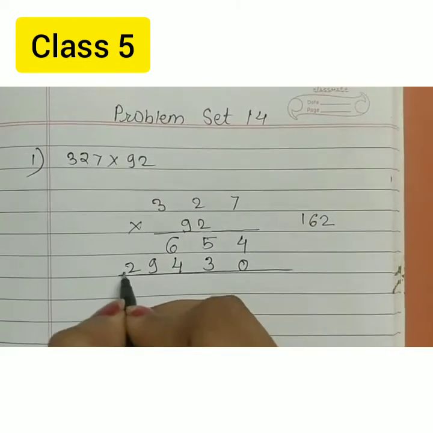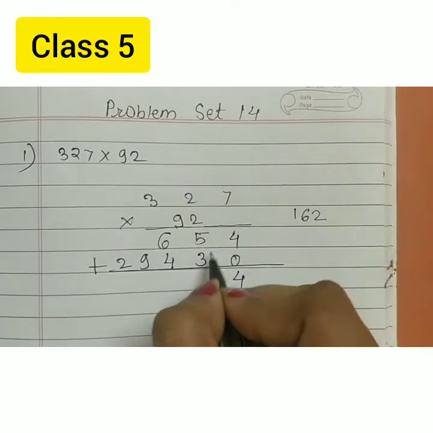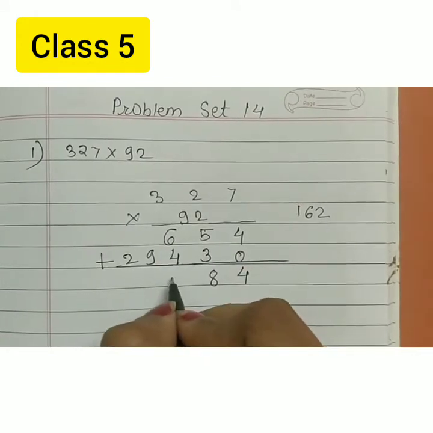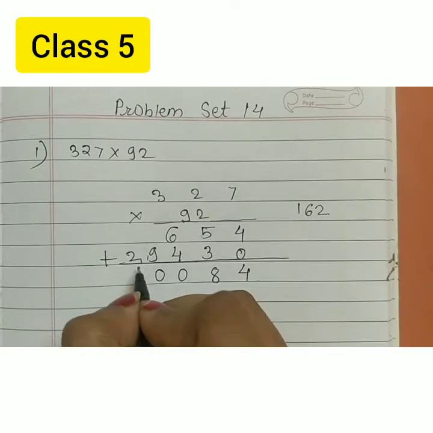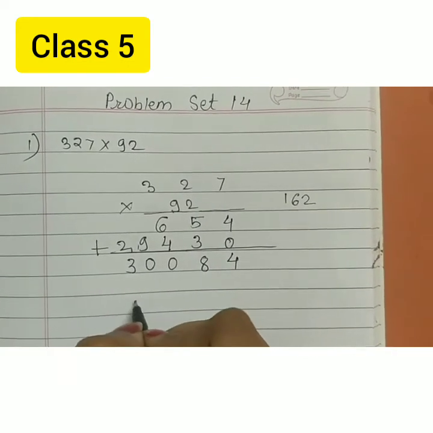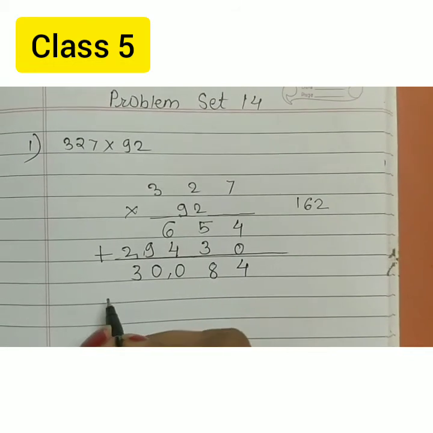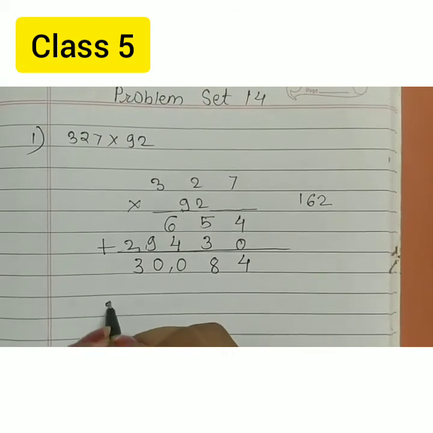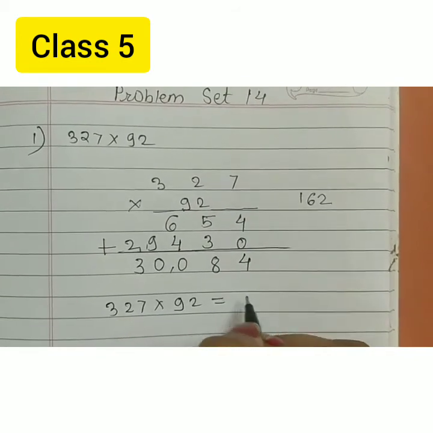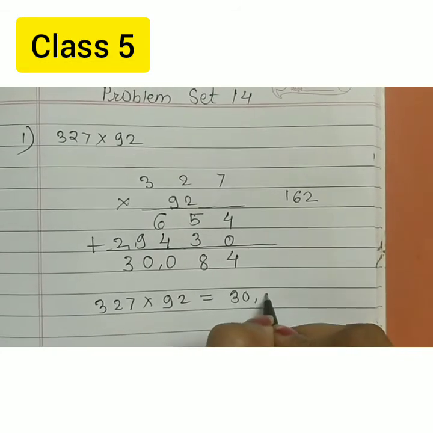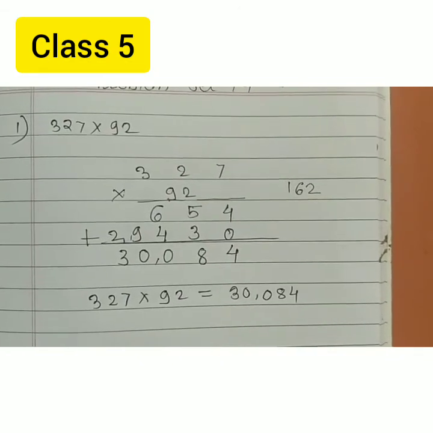So let's add these two numbers. Don't forget to give the plus sign here. 4, 8, 10, again 10 and 3. So it is 30,084, and as an answer you are going to write it as 327 multiplied by 92 gives you 30,084. Don't forget to write the answer.